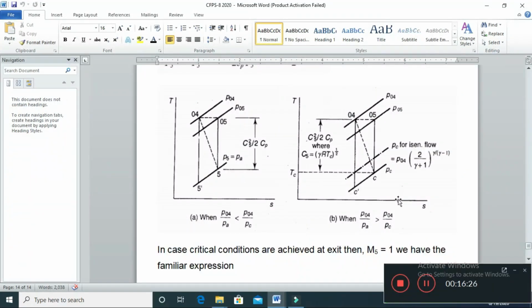This is for the second case when the nozzle is choked. In such conditions, C5 will be equal to the square root of gamma R Tc, and this is the general case, or this is the case when the nozzle is unchoked. So here the Mach number at the exit will not be equal to 1.